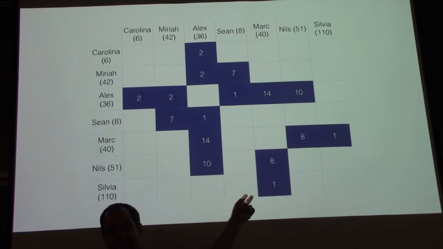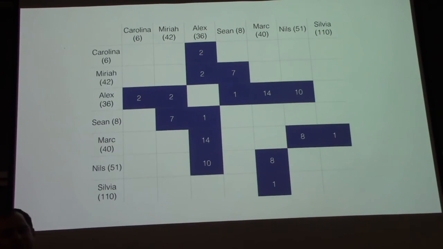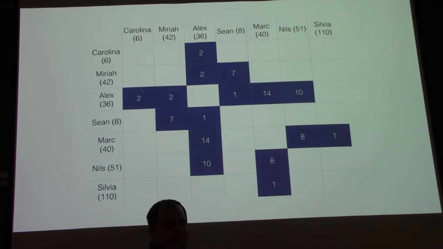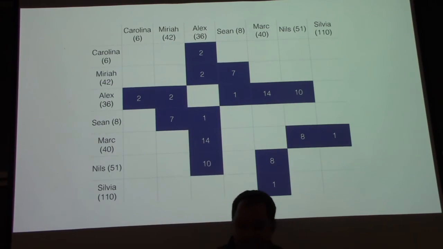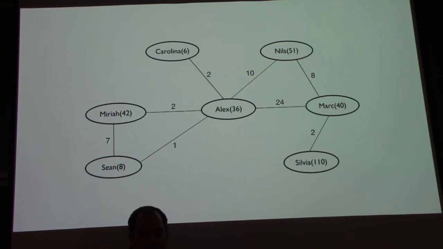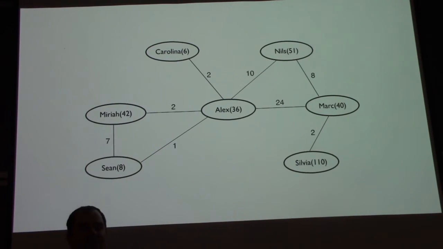The one thing that I've done here is whenever people have ever written a paper together, I have filled in the square and then I have written a number on top of it. Again, there are many different ways of how we could encode this. But now let's look at those questions. How is Sean connected to Sylvia?